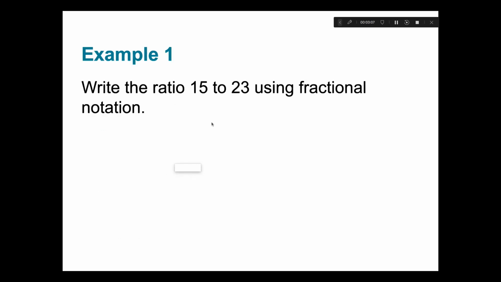So when we write, and this is on the back of your page, when we write the ratio 15 to 23 using fraction notation, does anybody know what that's going to look like? Super simple, right? Easy peasy lemon squeezy.